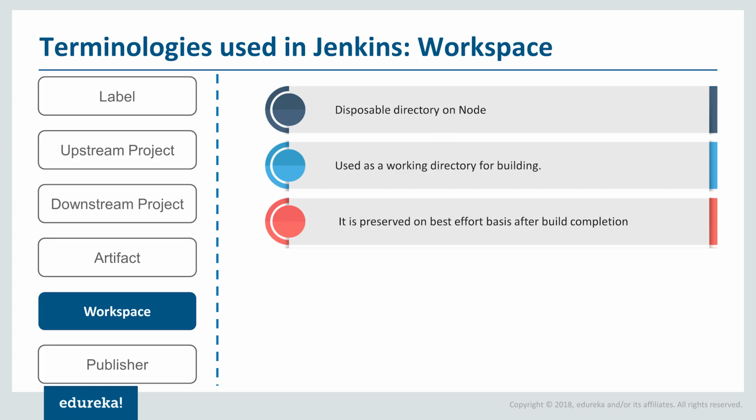Next, we have this concept of workspace. Now, workspace is nothing but a directory inside your Jenkins master or inside your Jenkins slave as well. This is basically a directory on the node, which is disposable, of course. You can actually mark it to be disposed every single time a new build happens. This is basically a temporary directory where all the files are kept for execution. And this is again the same directory where your source code management, the source code, gets checked into. So it is preserved on a best effort basis after the build has been completed.